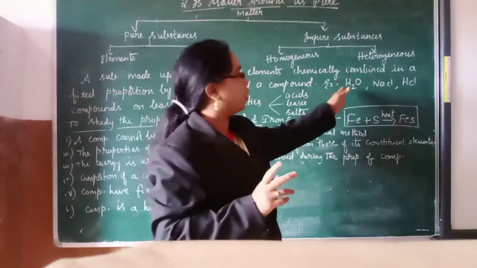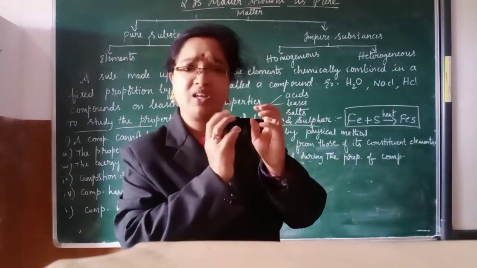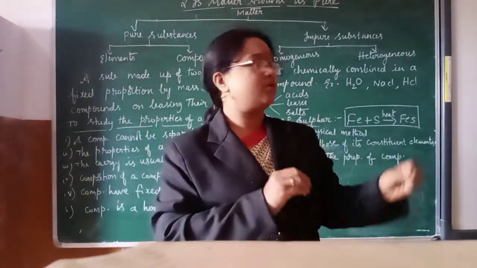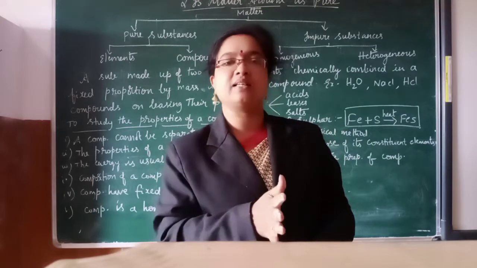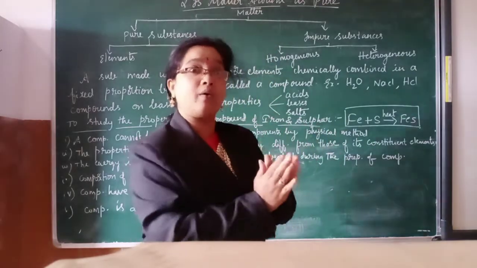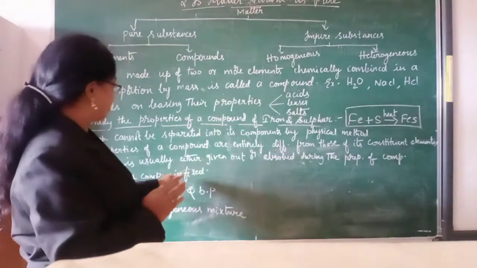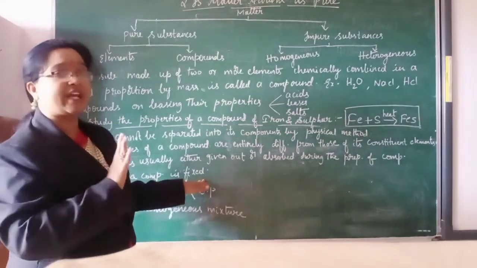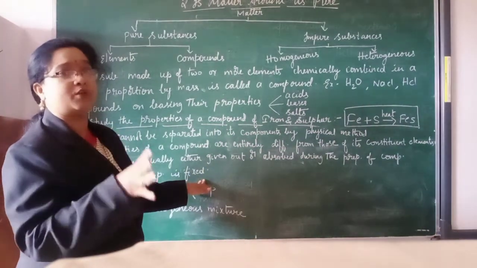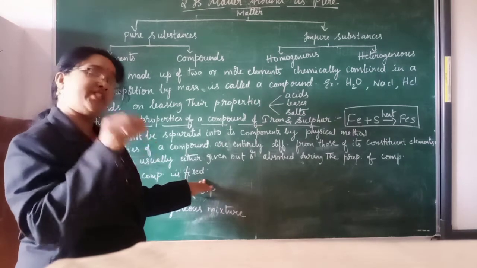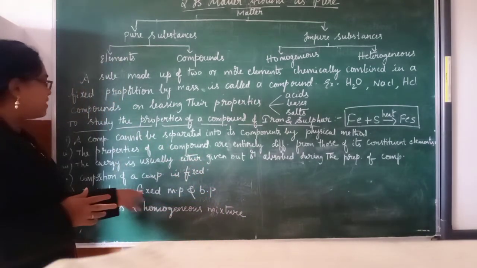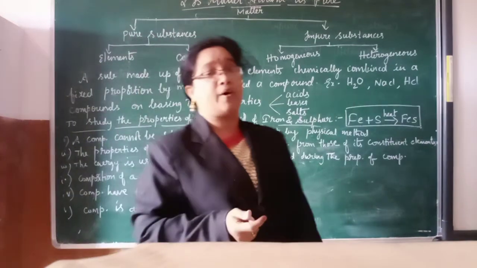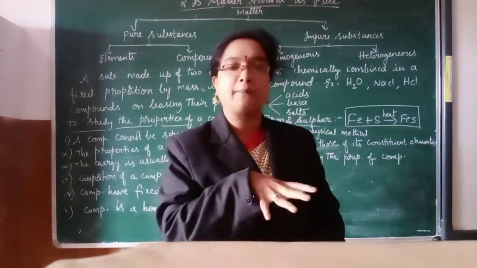Now, as I have told, if we are saying something is a compound, water or sodium chloride or ammonia, whatever it may be, it will have a fixed proportion by mass. It means we cannot change that proportion. The composition will always be fixed. And the next one is that compounds have fixed melting and boiling points. As they have a fixed proportion.